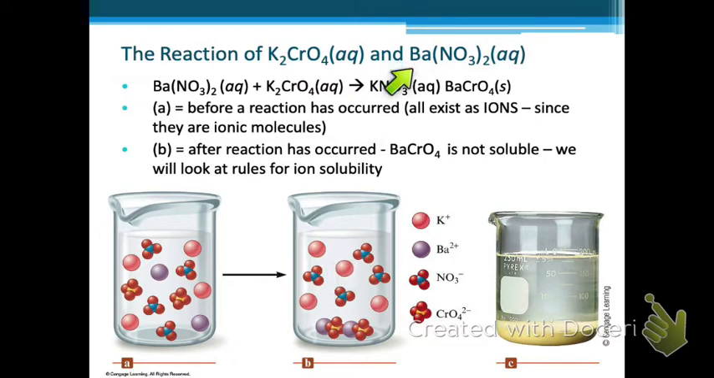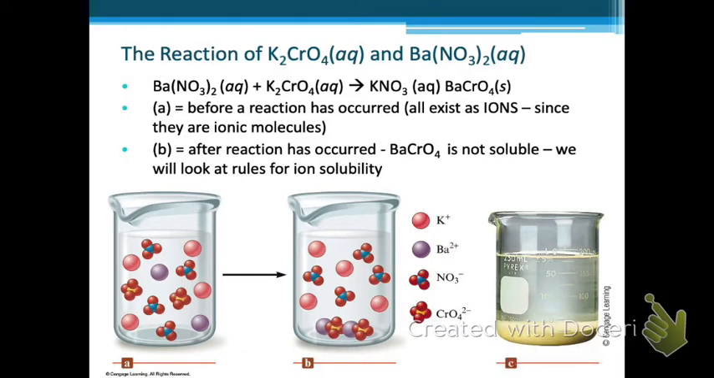Although we say it is forming a product, in all reality, that's still a soluble compound, which means these are still going to exist just as pure ions. The thing that will exist as an actual compound is barium chromate because it is insoluble, right? It cannot dissolve in water, so it will exist as a solid here.